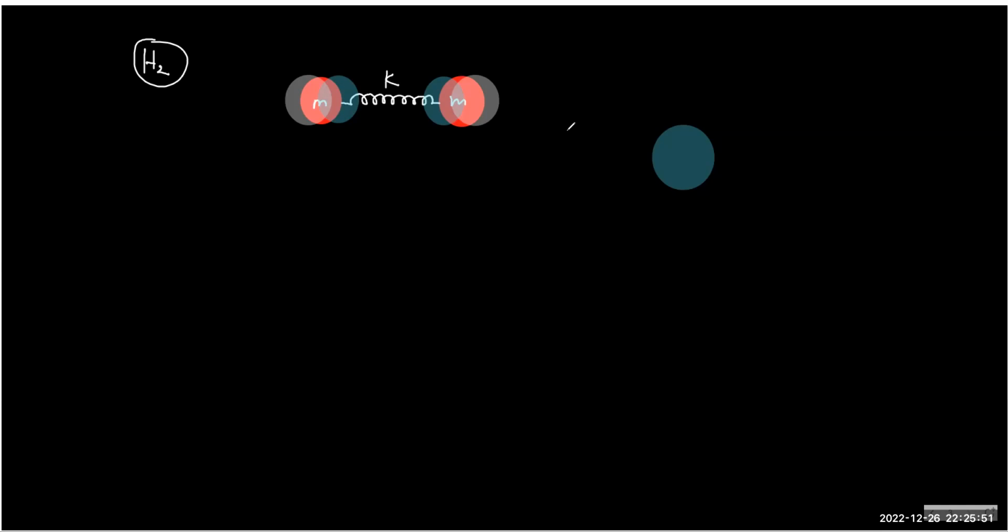Can we think of a single atom as vibrating? Is it possible for a single atom to vibrate? How, sir, can a single atom vibrate? Why can't it vibrate?